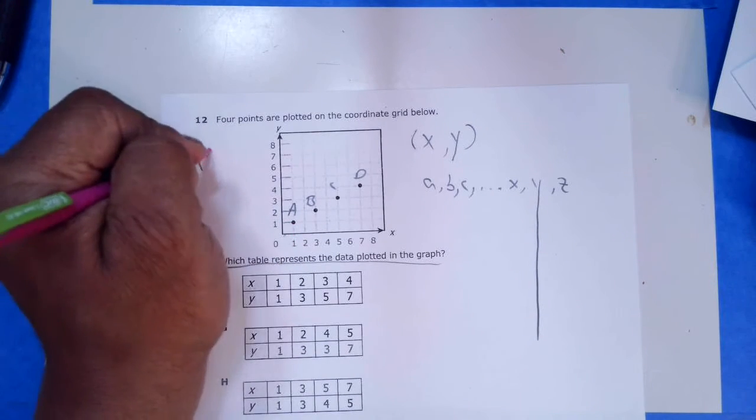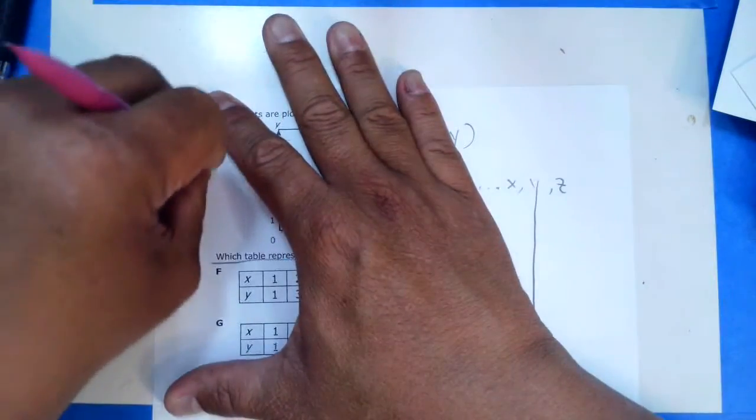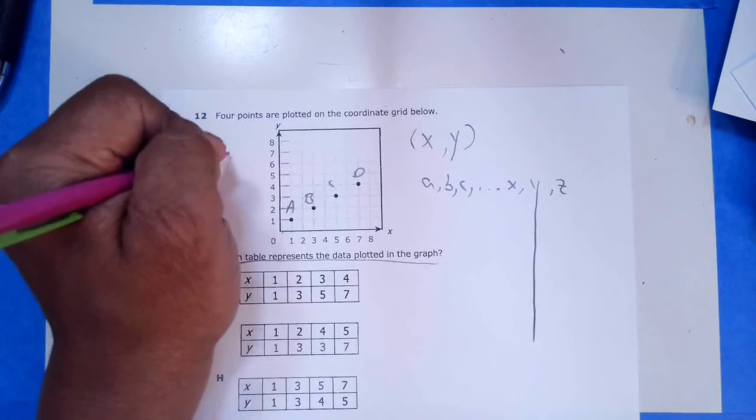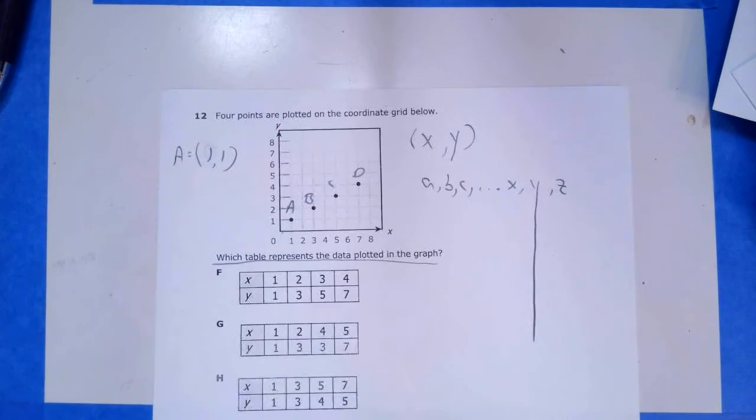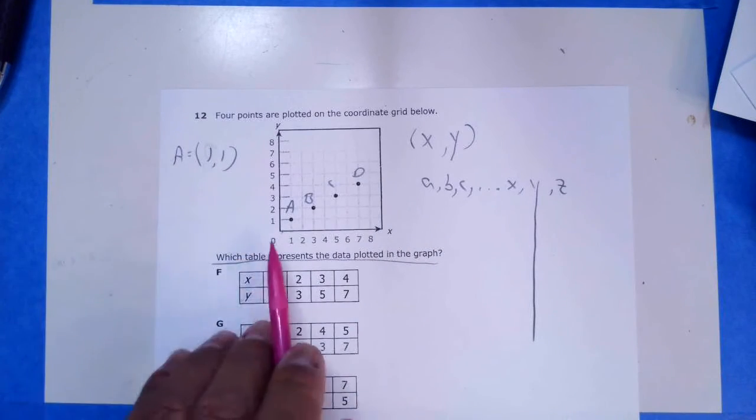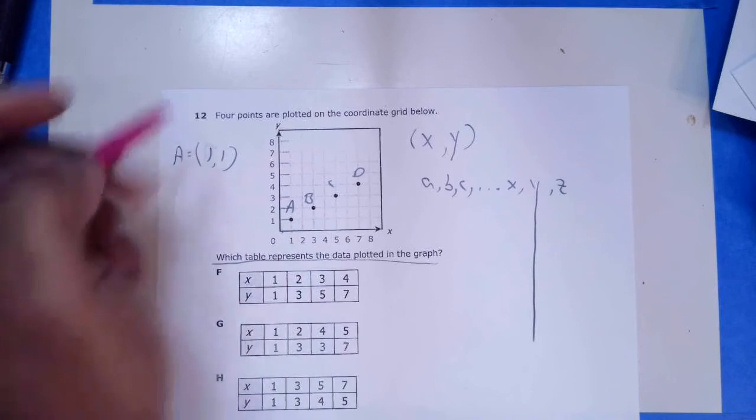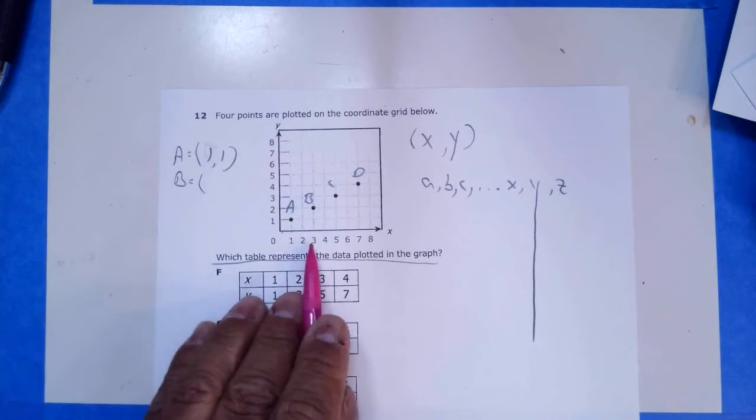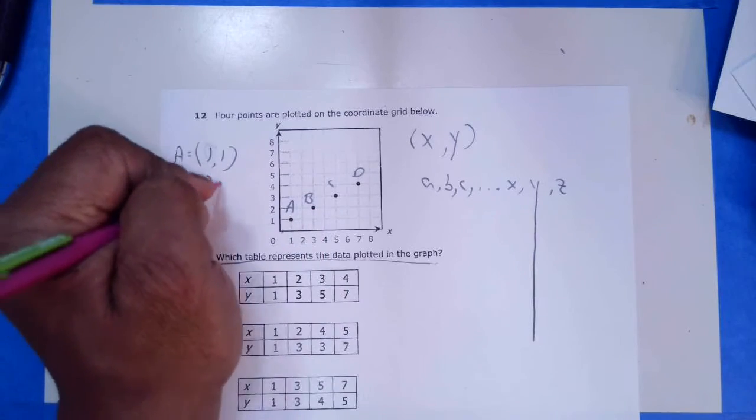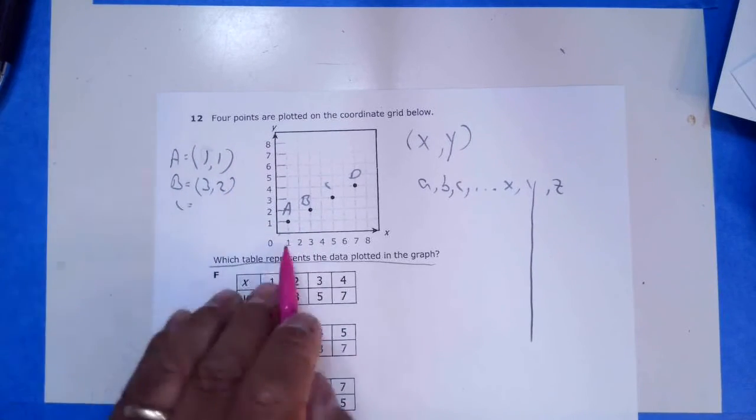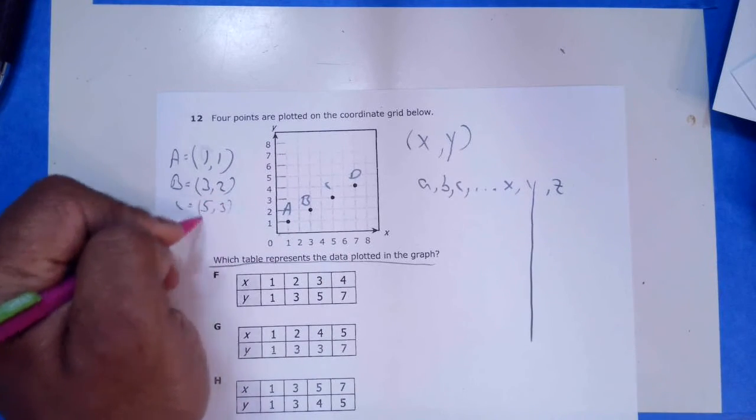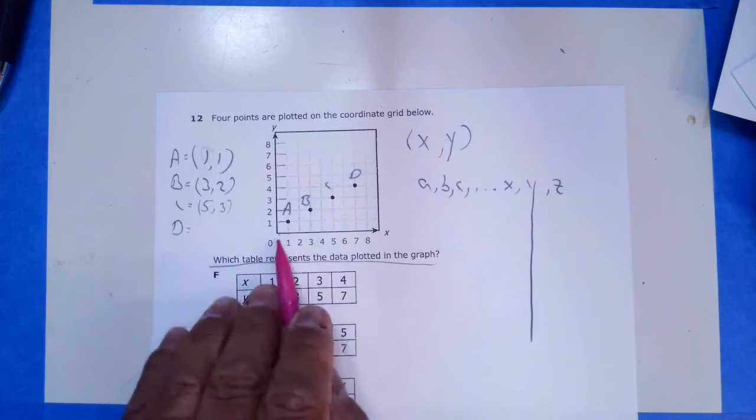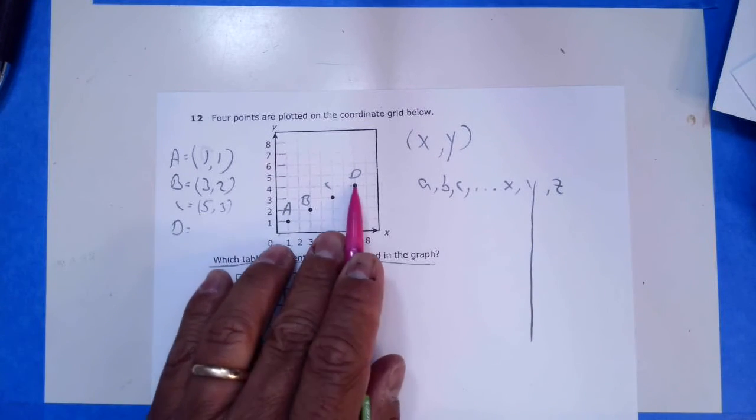1, 1. Remember, oops, sorry. I was thinking about something else. The ladder. That's what I was thinking about. Here's your 0. Okay. So you have to go to ladder 1, step 1. For B, ladder 3, step 2. For C, ladder 5, step 3. For D, ladder 7, step 4.